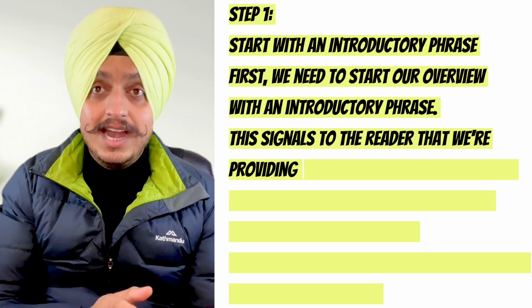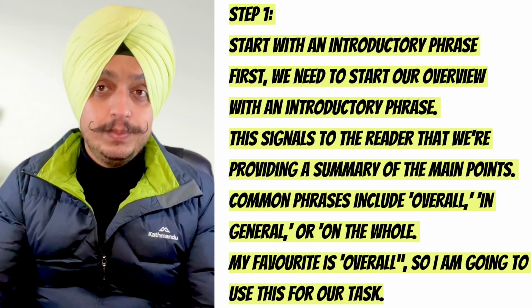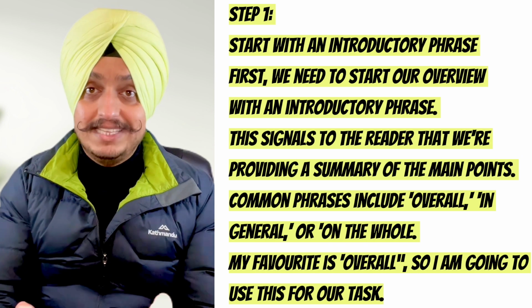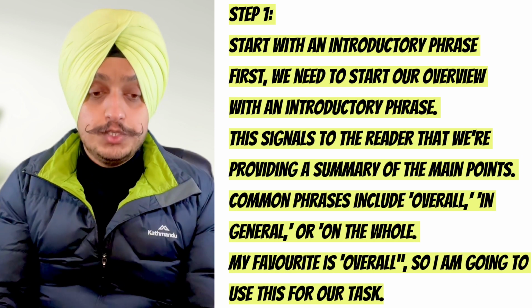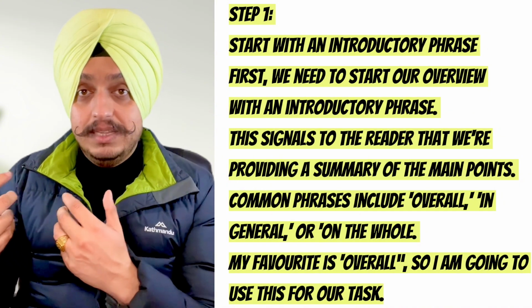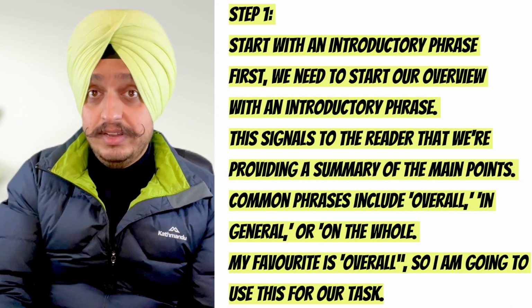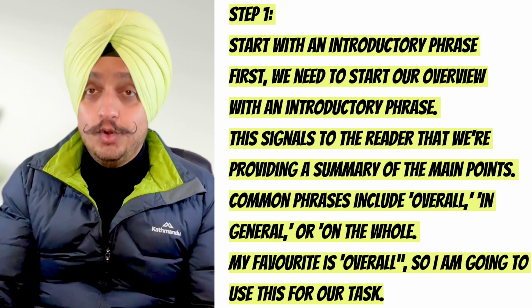So here are the 3 key steps of writing a clear overview. Remember, by following these 3 steps, you will be able to write a clear overview for any IELTS writing task. So please follow the step-by-step process of writing that clear overview. So step 1, start with an introductory phrase. So first we need to start our overview with an introductory phrase. So this signals to the reader that we are providing a summary of the main points. So common phrases include overall, in general, on the whole. My favorite is overall, so I am going to use this for our task.